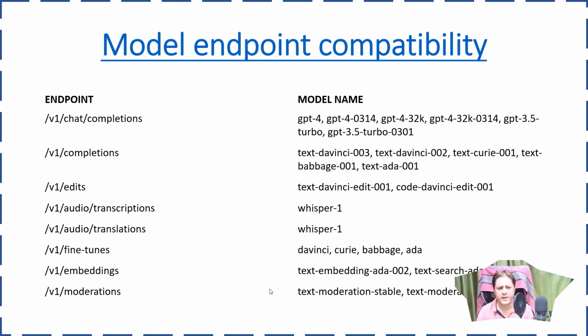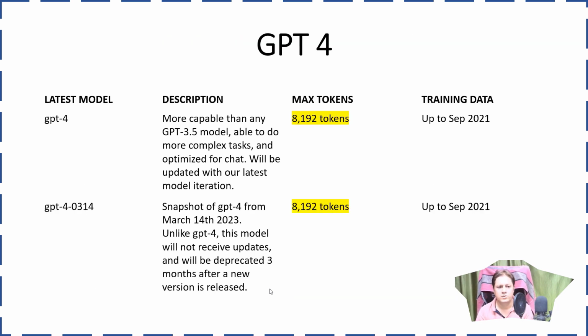And these are the API endpoints which are compatible with these different model names. If you are a developer, then only these models and these endpoints are important for you. Whenever you write code, you will have to embed your endpoints like this. So this is very important.